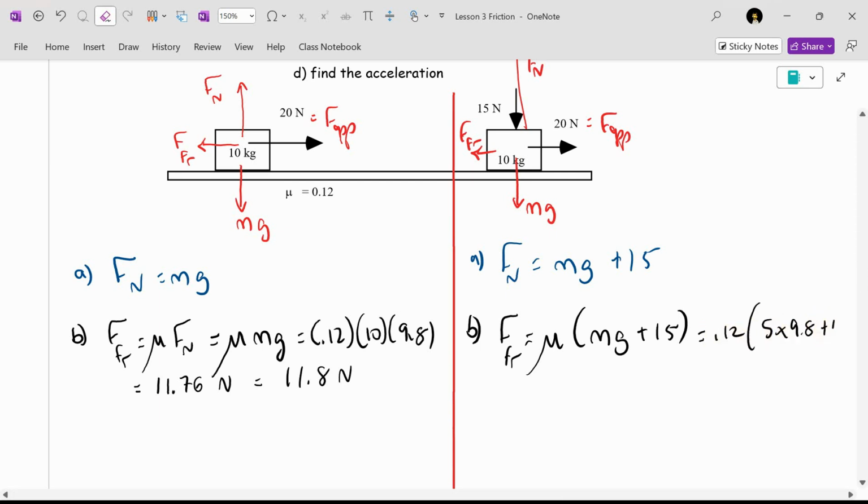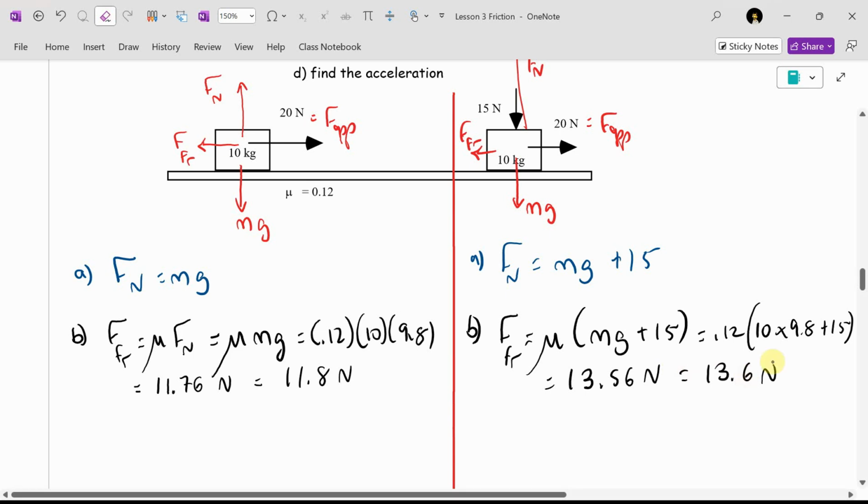0.12 times 9.8 plus 15. Oh, I think I can do that one in my head, too. 10 times 9.8. Mr. Dueck, why did I write 5? It's 10 times 9.8. I'm so sorry. Made a mistake. 10 times 9.8 is 98 plus 15, that's 113. 113 times 0.12 is going to be 11.3 plus 2.26. 13.56, Sophia? Yeah. And then I'll say 13.6 newtons.